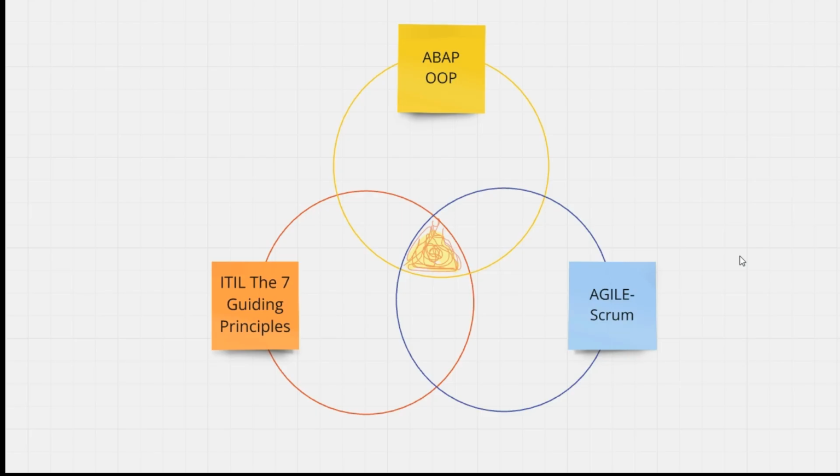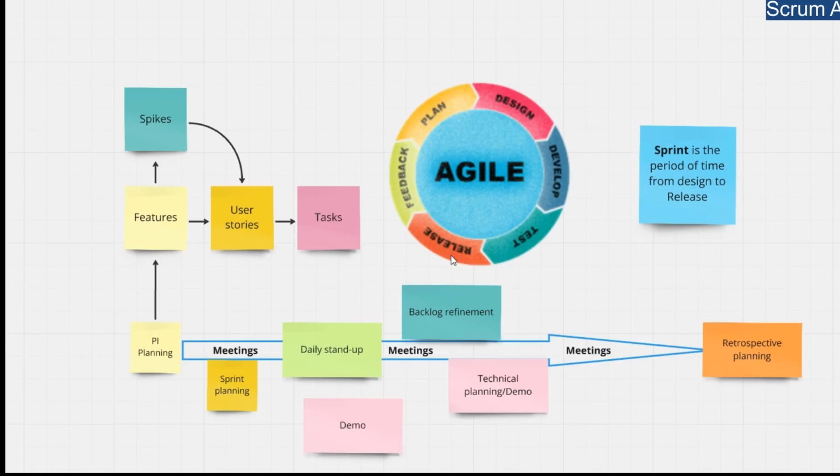Technology Blue Pages. To start this experience, you have to have a bit of experience in ABAP, at least basic knowledge. The competences which we are going to build during this experience are located within the intersection among ABAP object-oriented programming, Agile methodology, Scrum approach, and the 7 guiding principles of ITIL. Exactly within this intersection. Let's start with an introduction about the Agile.